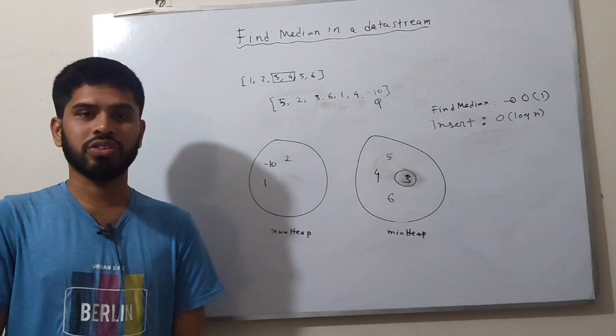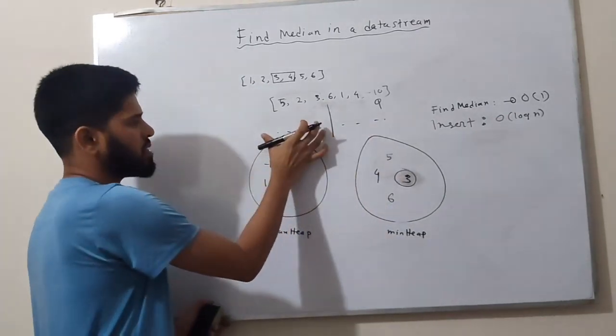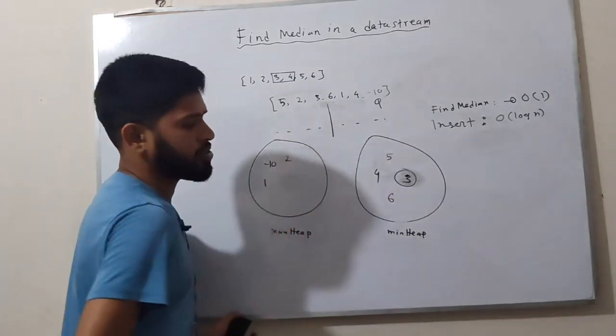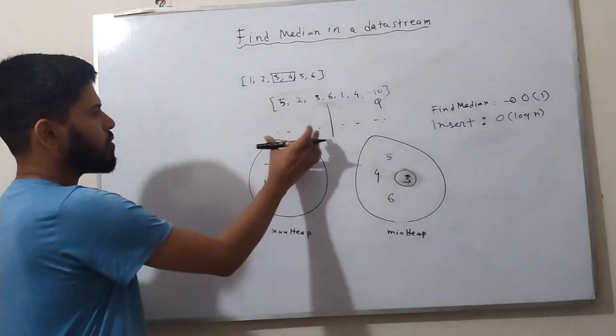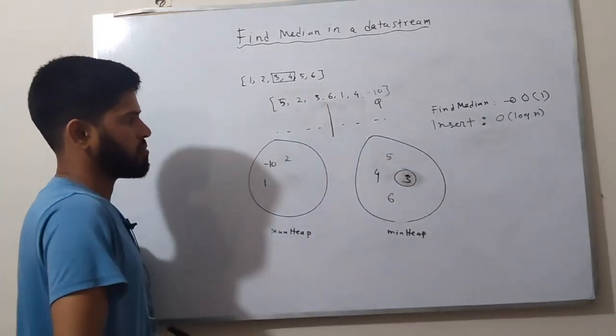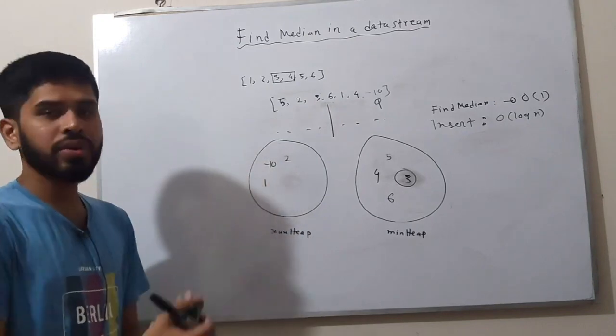I hope you are understanding. We are partitioning into 2 halves. On the left we have elements less than the elements on the right part. Okay? And we may have one more element on the right for an odd number of elements. This is how we can solve this question.